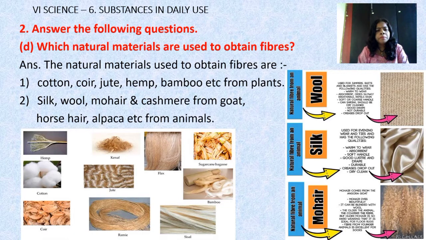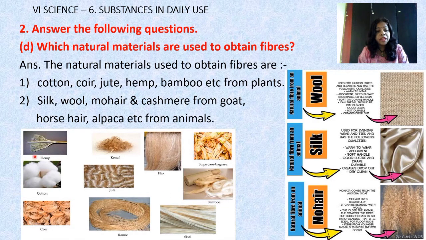Next question. Which natural materials are used to obtain fibers? The natural materials used to obtain fibers are cotton, coir, jute, hemp, bamboo, etc. from plants. Next one, silk, wool, mohair and cashmere from goat, horsehair, alpaca, etc. from animals. So these are the different fibers we obtain from plants.